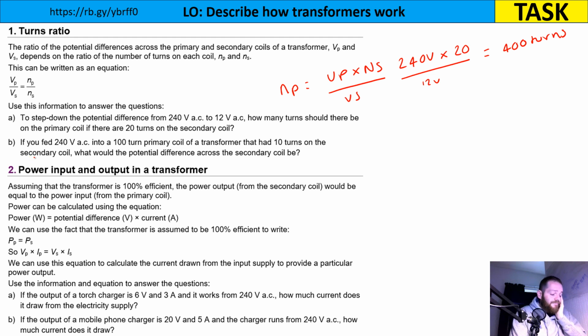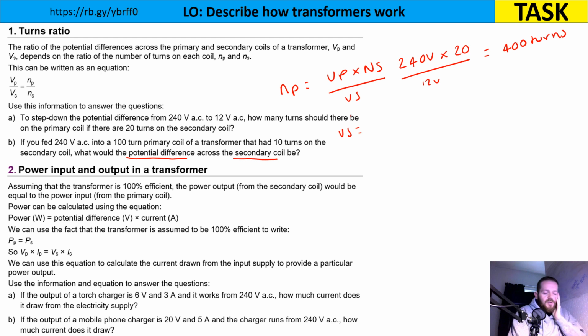Right, for question 1b, it says if you fed 240 volts AC into a 100 turn primary coil of a transformer that had 10 turns on the secondary coil, what would the potential difference across the secondary coil be? So we're after potential difference, and we're after it on the secondary coil. Okay, so let's look back up here. Potential difference, it's voltage, and it's on the secondary coil, so it's VS.